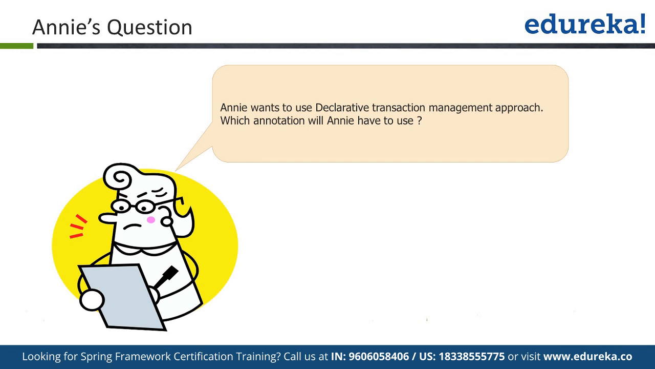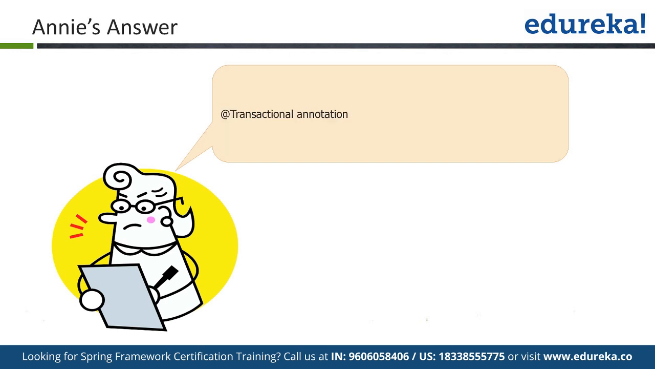Another question is, Annie wants to use the declarative transaction management approach. Which annotation will Annie have to use? Remember, declarative transaction management, which we have just seen, is the annotation Transactional. You just need to put it on top of your class if you want that class to be executed in transactional mode, or on any method. You just need to put the annotation Transactional. That's it. That method will be executed in transactional mode.